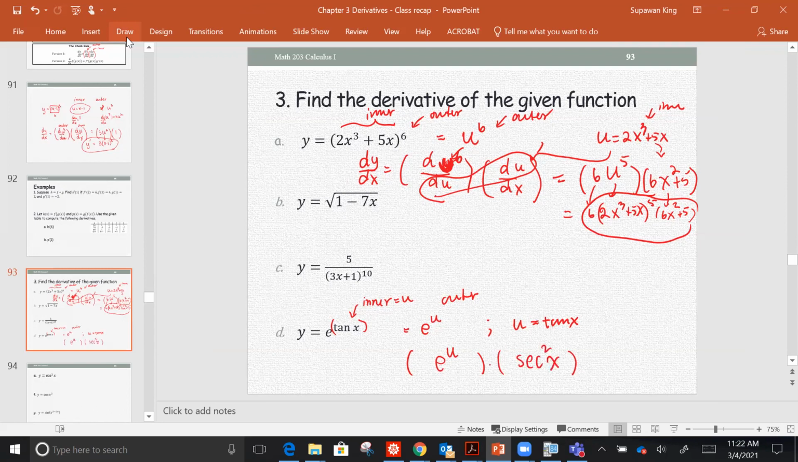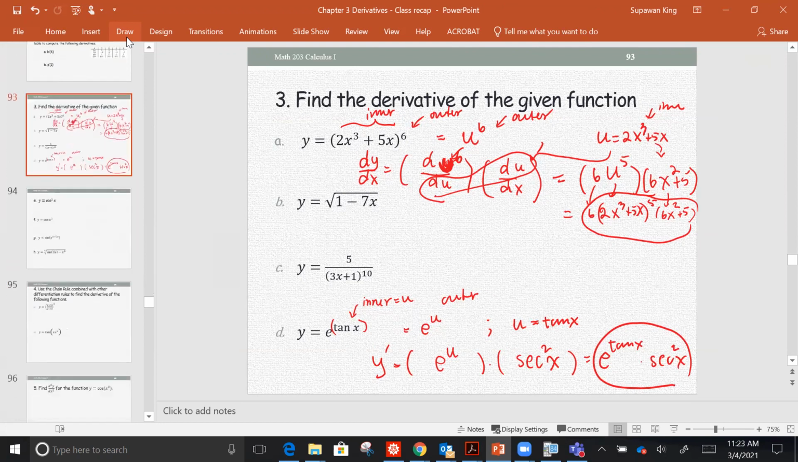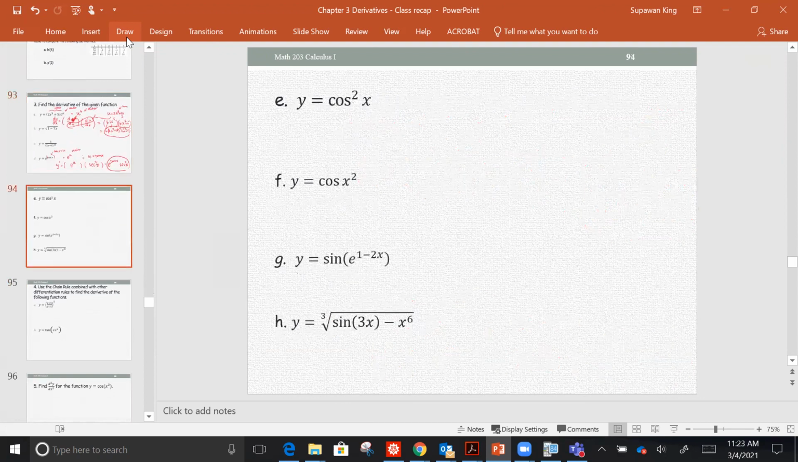The product of these two derivatives is the derivative that we are looking for. And the last step is to replace u back into the problem. So we have e to the tangent of x multiplied by secant squared x as the result. Okay, identify first what is the outer and what is the inner, then find the derivative of each. The last step is to bring it back into the original form. And another example here.